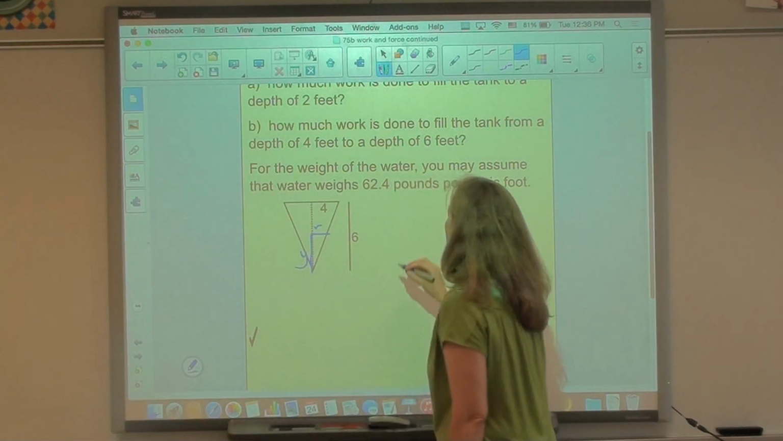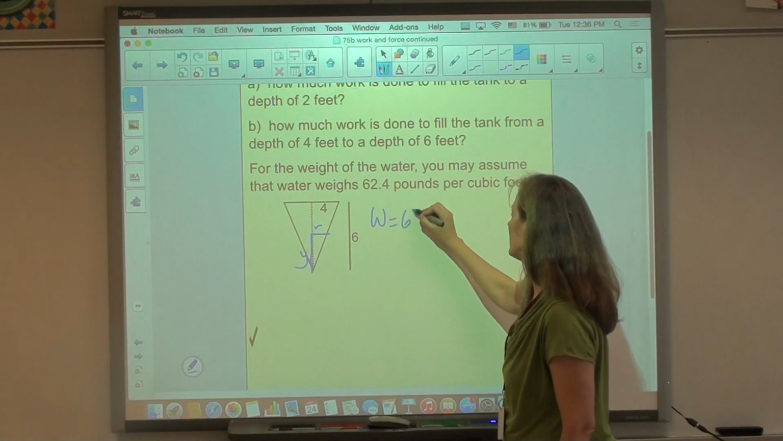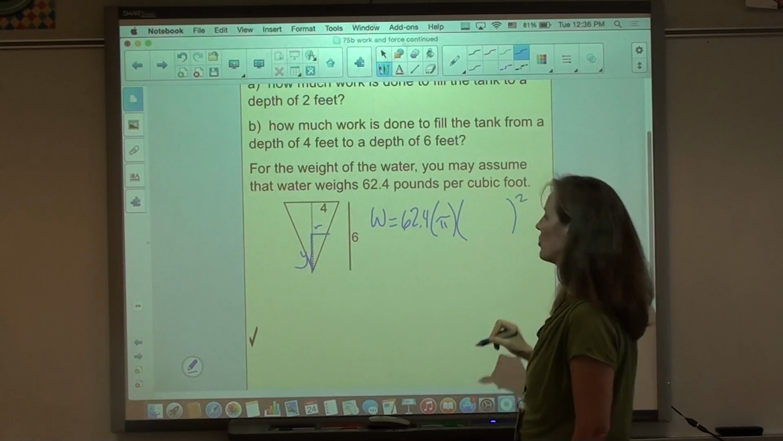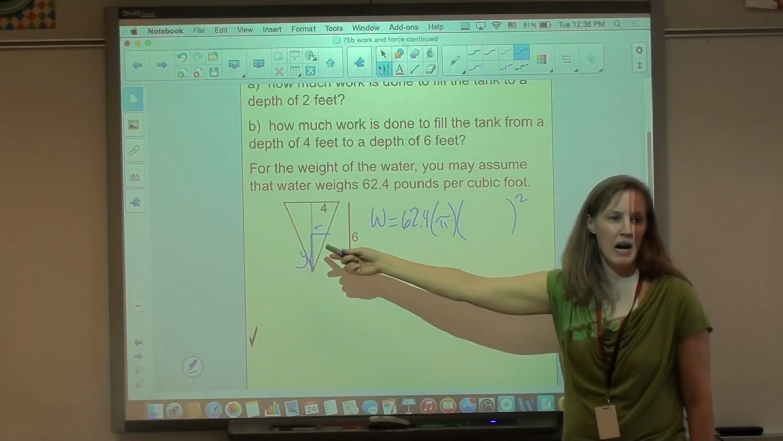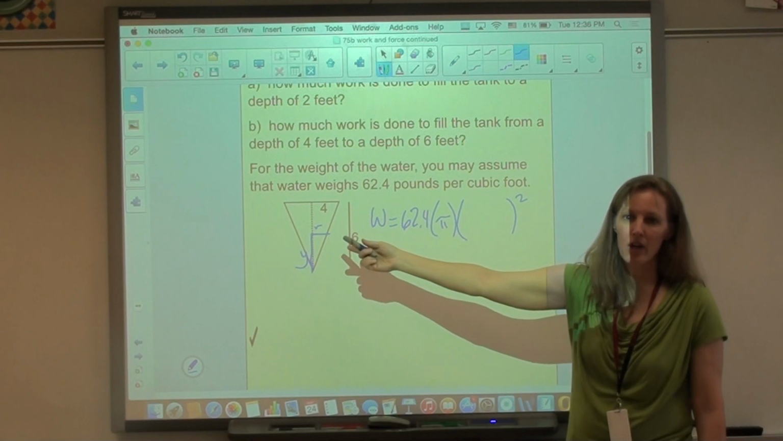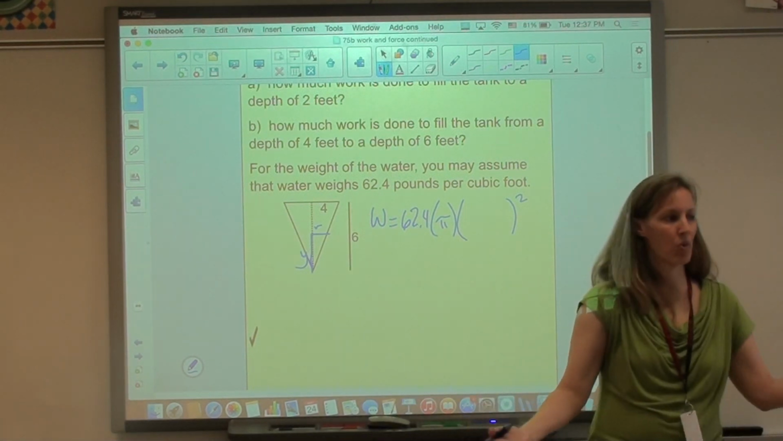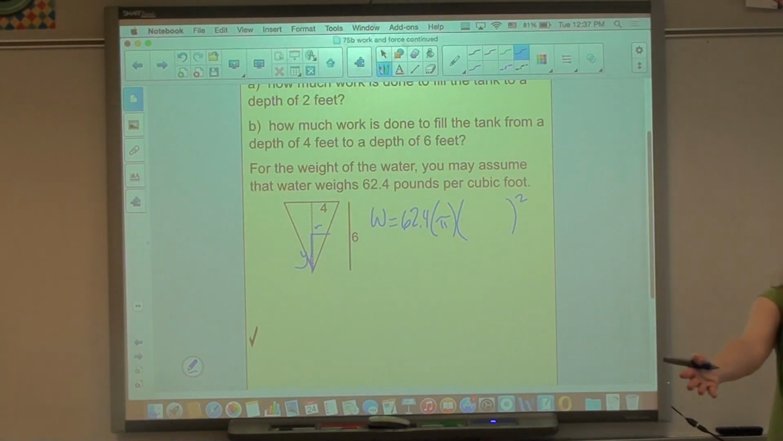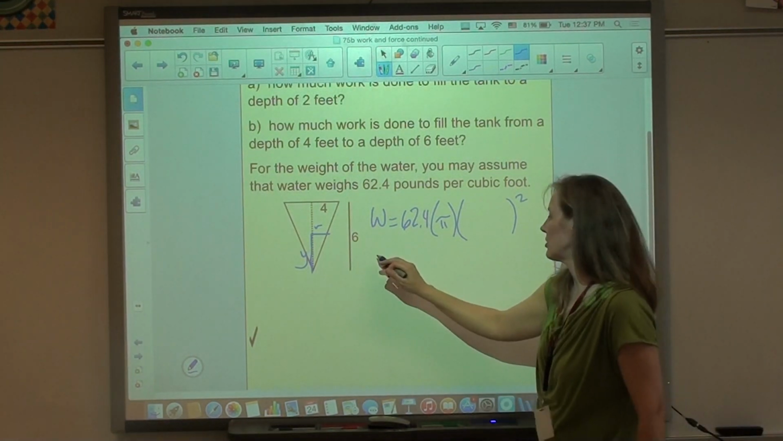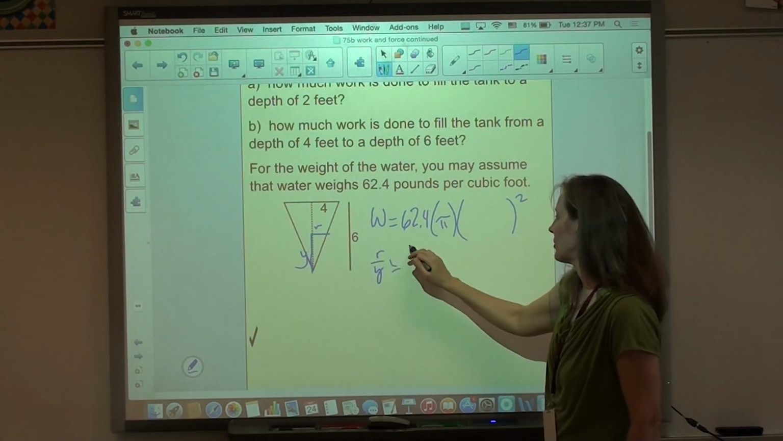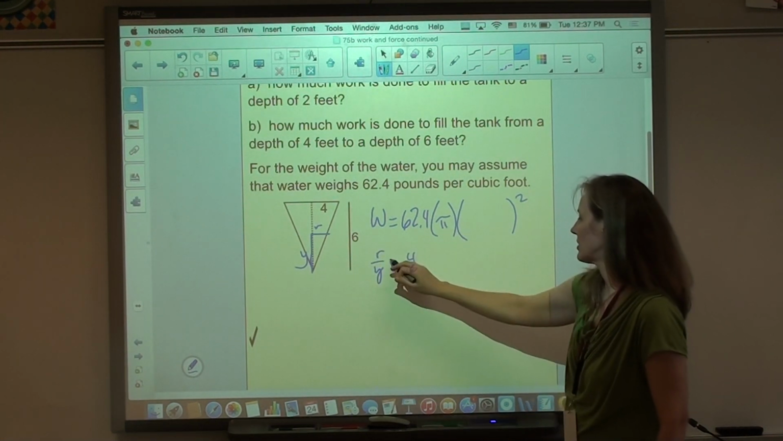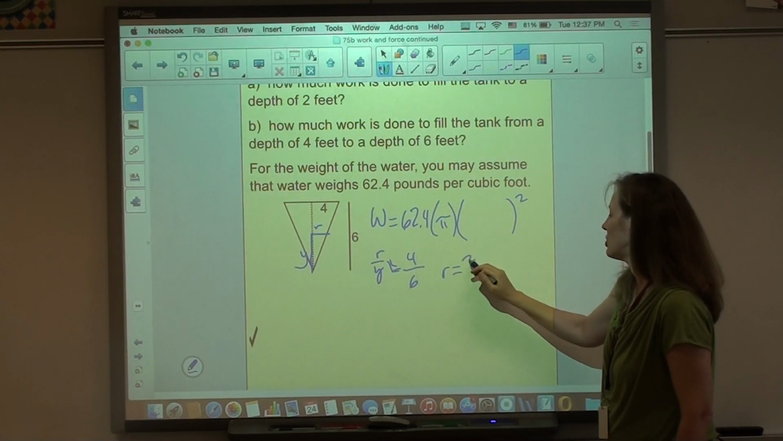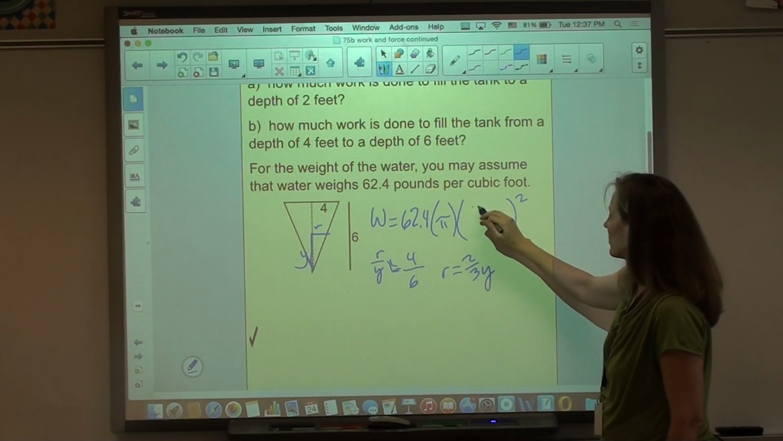So here's what we get for our water. We have the 62.4 times pi times something squared. Normally it'd be pi r squared, but we can't use r. Is there a way that we can relate r to y? Yes, with proportions. We have similar triangles, so we do a little proportion. R to y equals 4 to 6. So r is 2/3 y, and that's what we put in here.